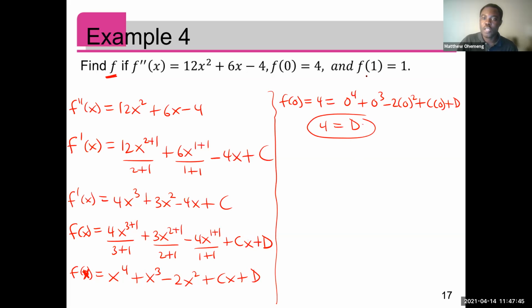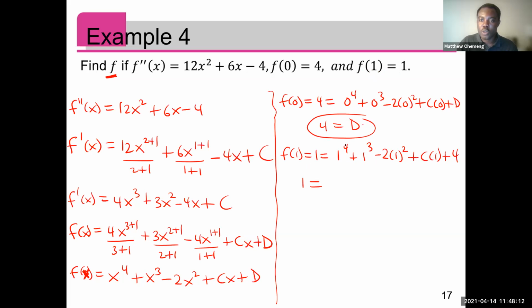Right. I'm also given another condition. Perhaps this one will give me the value for c. Right. So f of 1 equal to 1 implies what? Plug in 1. So 1 to the power 4 plus 1 cubed, and then minus 2 times what? 1 squared. And then plus what? C times 1 plus d. But d is known to be 4. Please, I hope you're okay so far. Any questions?